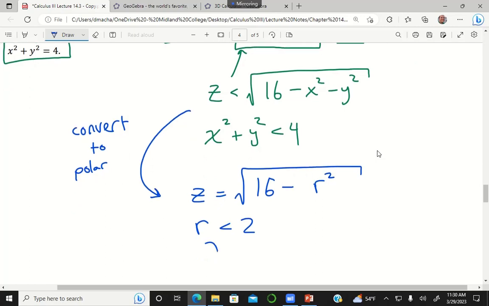Okay, what about theta? Theta is the angle from my x-axis, but this solid is all the way around, right? So I can let theta go anywhere between 0 and 2 pi. I can let my radius be anywhere between 0 and 2, and this is going to be a good little setup for us.